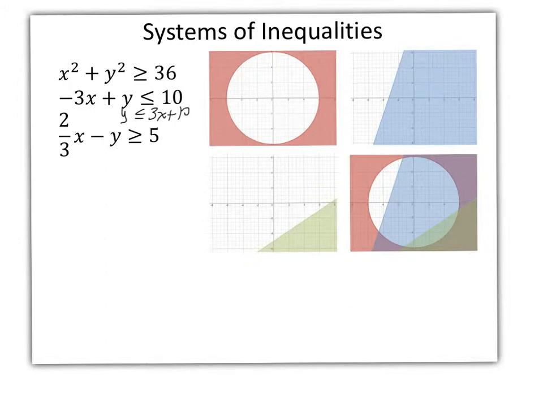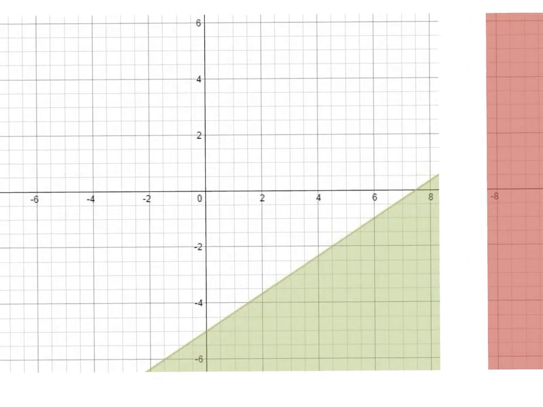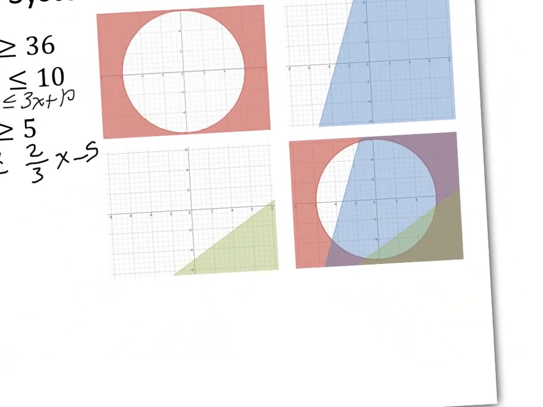And then, last but not least, we have 2/3 x minus y is greater than or equal to positive 5. Putting that in slope-intercept form changes what it looks like. So we end up with y is less than or equal to 2/3 x minus 5 is what that ends up looking like. And here's what that looks like on the graph. And so we see that we have two less than or equal to's.